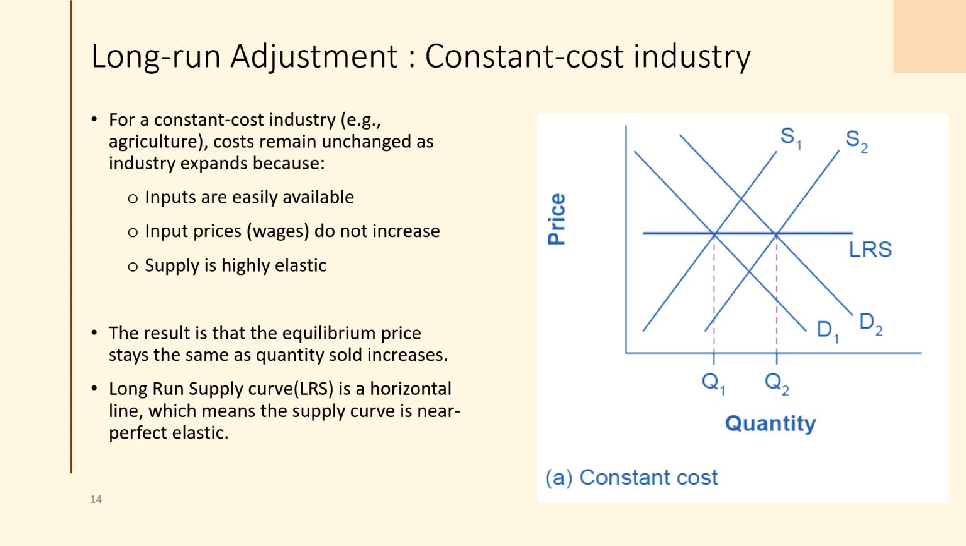So in the long run, the final outcome is that quantity increases, but price returns to its original level. This is why the long-run supply curve in a constant cost industry is horizontal. It indicates that firms can supply more output without increasing costs.